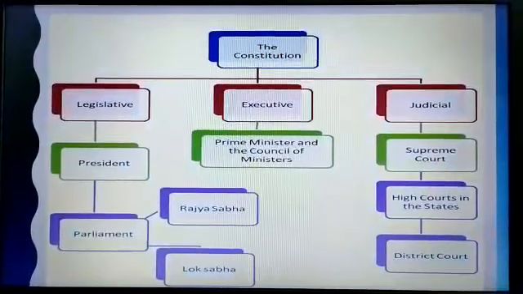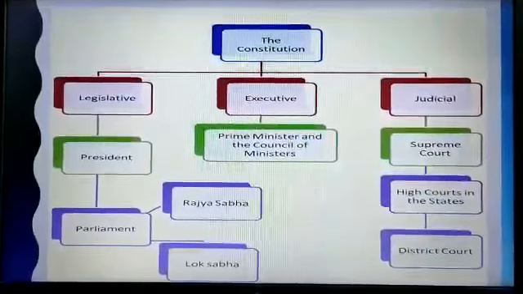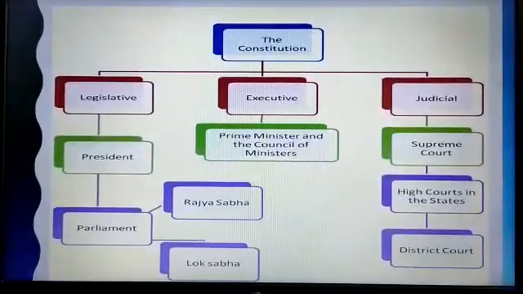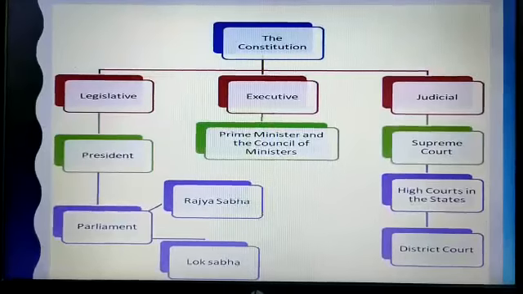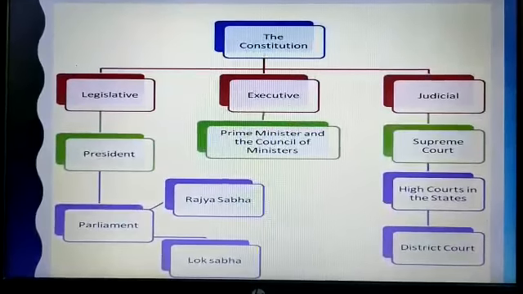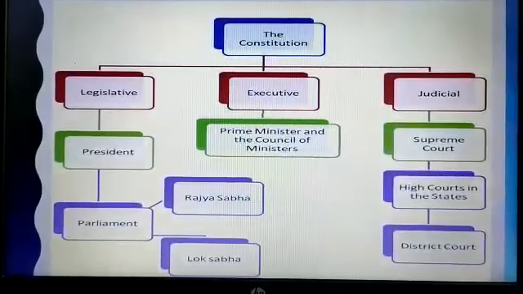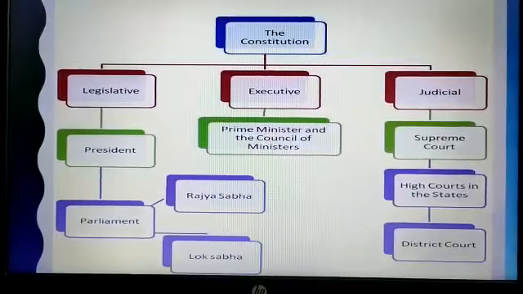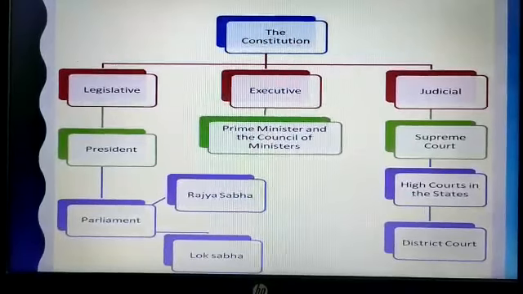Legislative, executive, and judiciary have separate parts. The President heads the legislative branch, the Prime Minister and the Council of Ministers head the executive branch, and the judiciary is headed by the Supreme Court. Parliament, which is constituted under the President, has two houses, Rajya Sabha and Lok Sabha, whereas under the Supreme Court we have high courts in the states and the district courts.